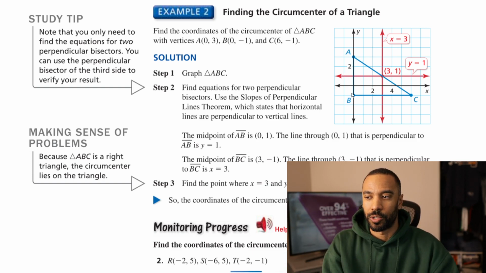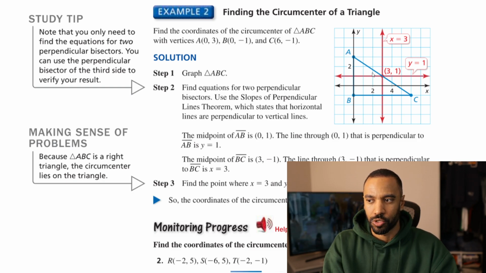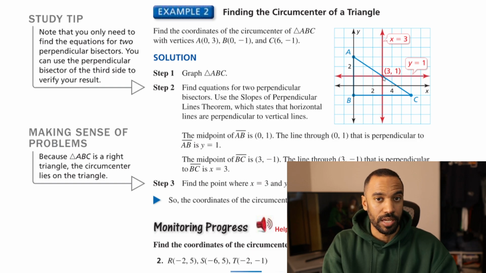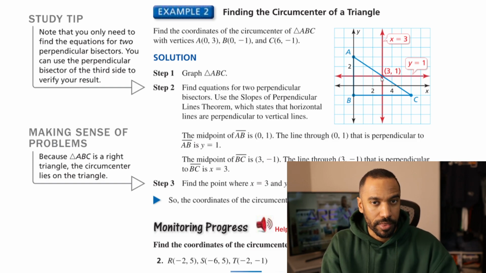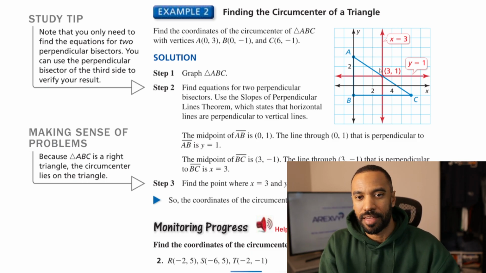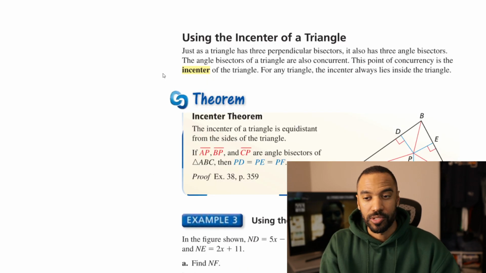So for this one, what do they do? They find the midpoint of segment AB, and because these are vertical, it's very easy to count. They're both 2 away from here, and 3 away from here, or here is the midpoint of BC. Perpendicular to a horizontal line is vertical, perpendicular to vertical is horizontal, and then they intersect right there at 3, 1. So 3, 1 is the circumcenter, which is also on the triangle because this is a right triangle. So I'm going to go the fast route of that. I assume we're going to have to do those for problems as well in the problem set.